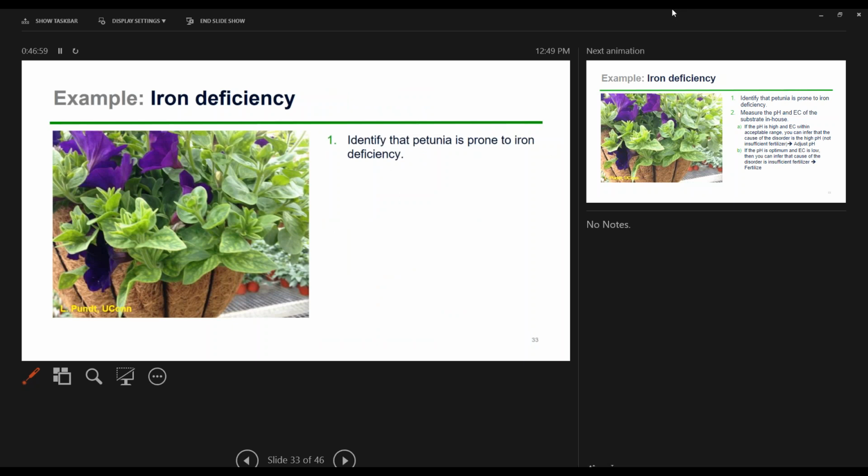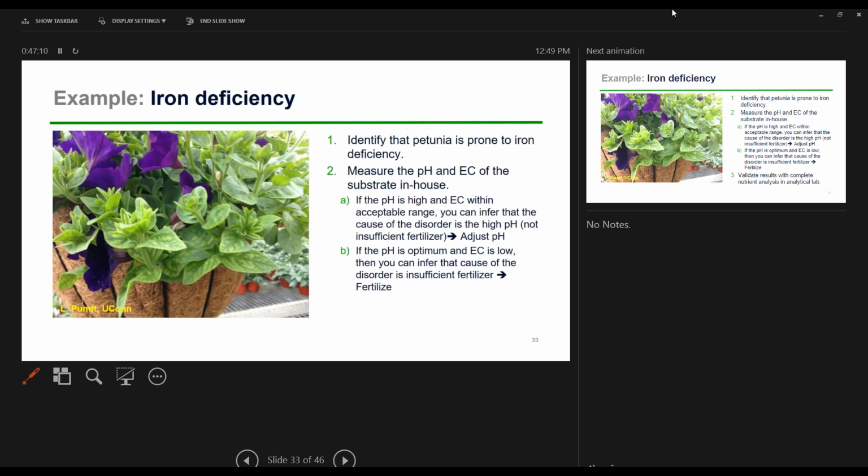Example, iron deficiency. In this case, you know that petunias are prone to iron deficiency, so you know that the crop tends to be problematic. So what do you do? You start by measuring the pH and EC of the substrate in-house, right? Because that's the fastest thing you can do.